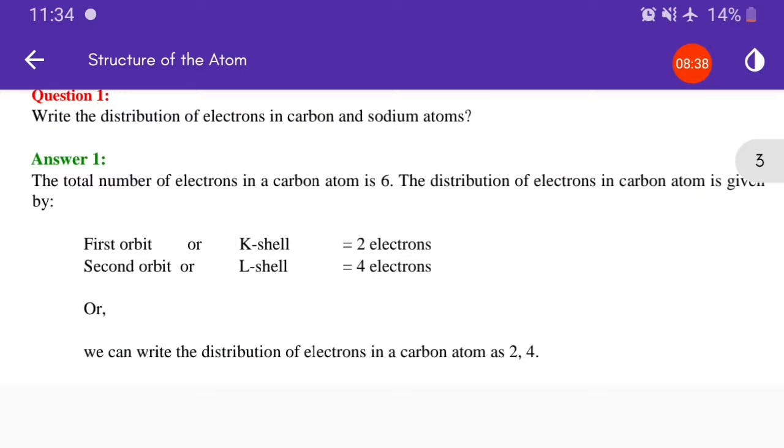Next question. Write the distribution of electrons in carbon and sodium atoms. So here the total number of electrons in a carbon atom is 6. The distribution of electrons in the carbon atom is given by: first orbit, a maximum of 2 electrons can be accommodated. In the second orbit, means L cell, 4 electrons can be accommodated. So we can write the distribution of electrons in the carbon atom as 2, 4. 2, 4 means K cell 2 electrons and L cell 4 electrons.